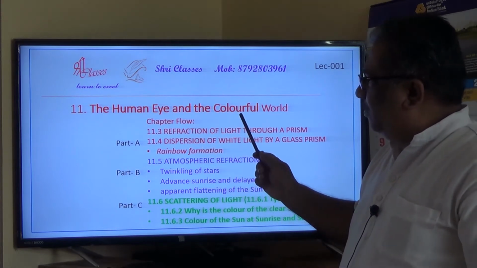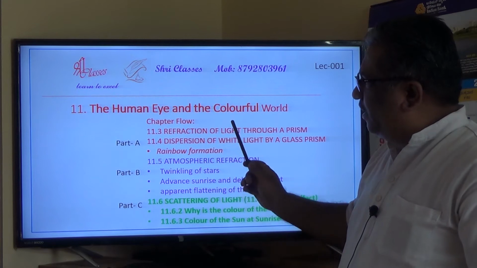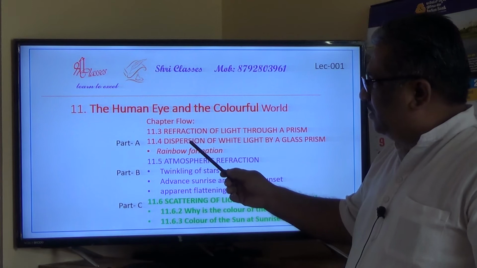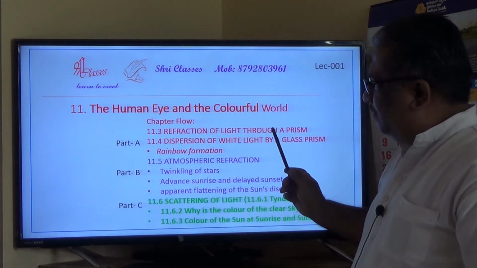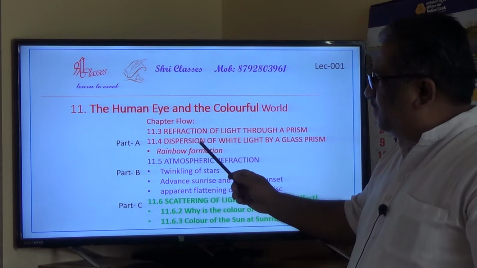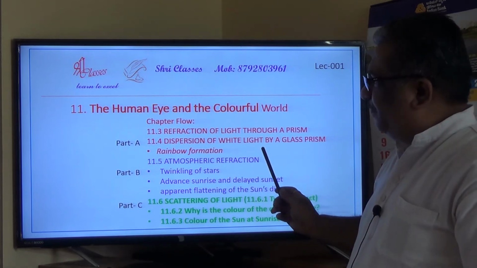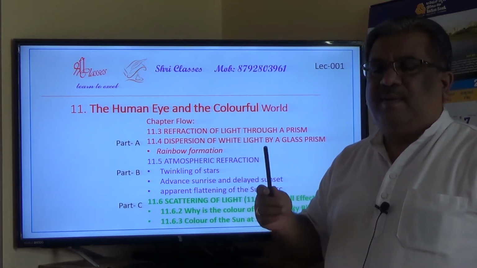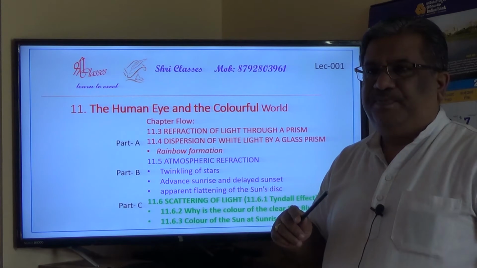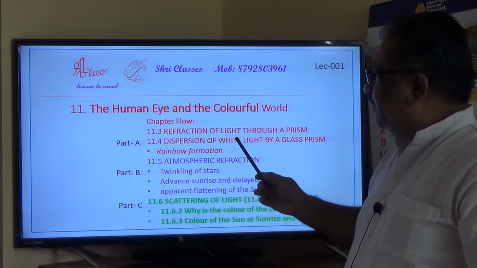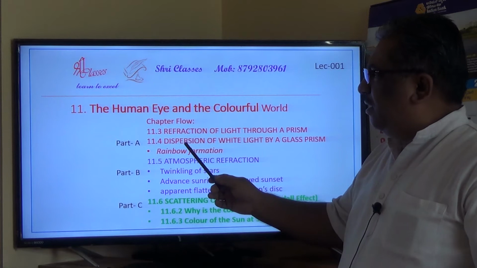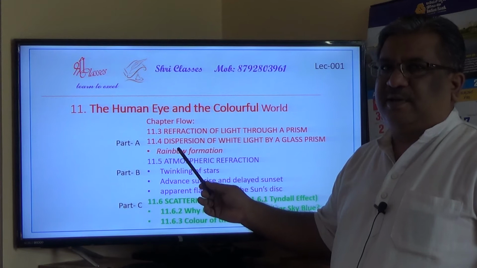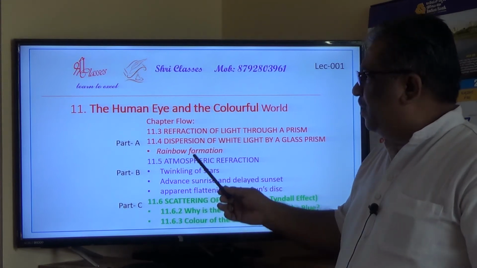This colorful world, we can split the entire portion into three parts, A, B and C. First one is the refraction of light through a glass prism, and dispersion of white light in a glass prism. Already we have seen the refraction of light through a plain parallel glass slab, whereas we are going to see the refraction of light through a prism. And of course the prism leads to a peculiar phenomenon called dispersion that leads to the spectrum. So we'll see what is that one.